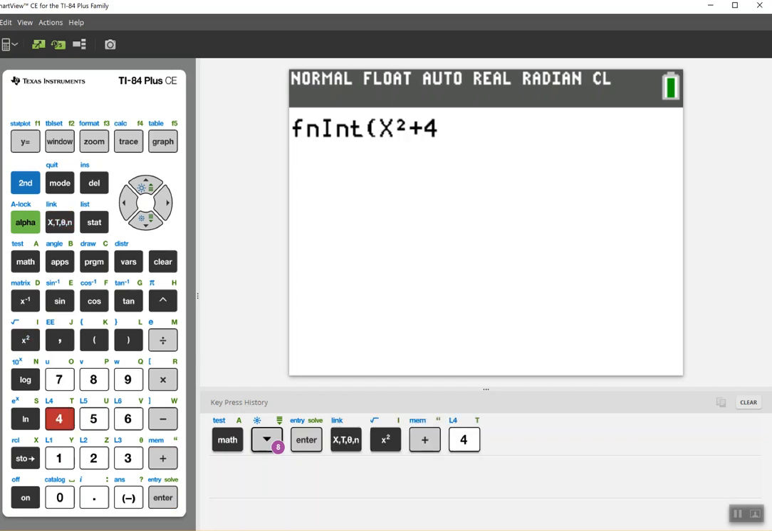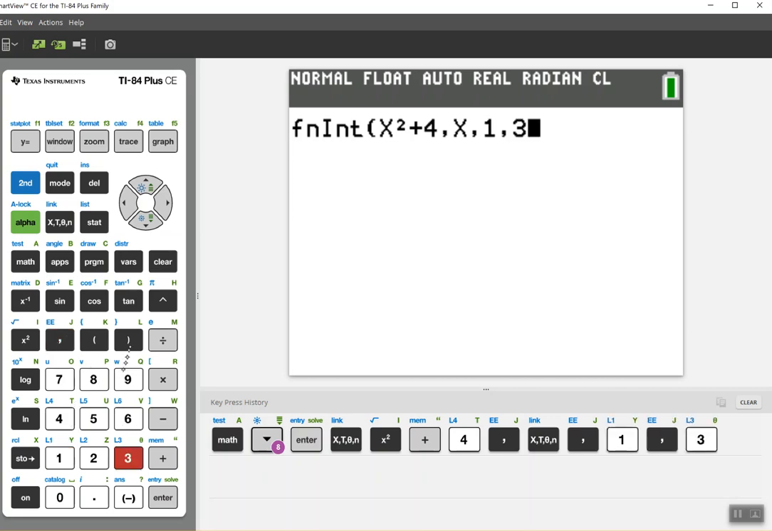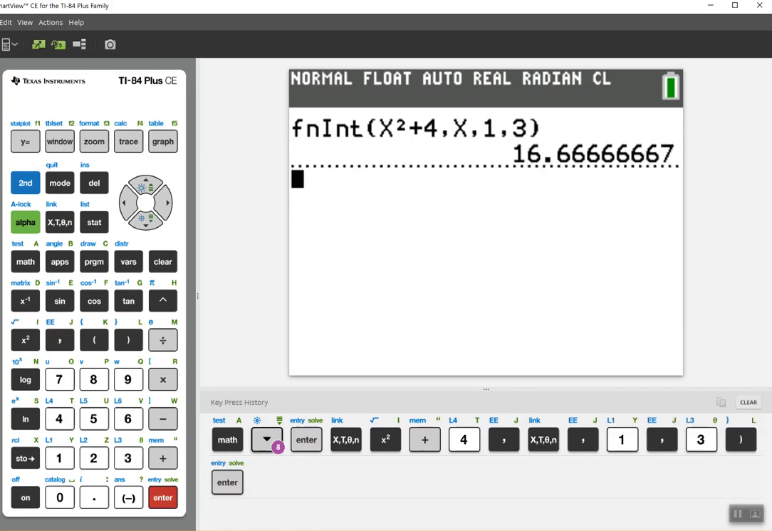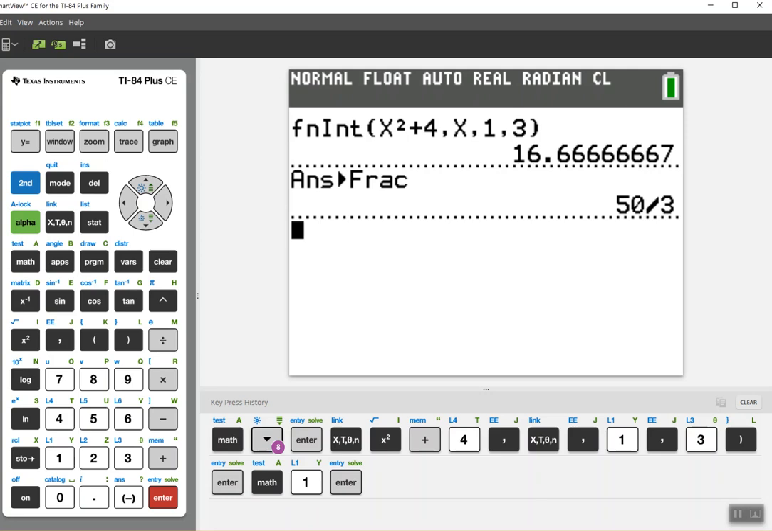Now I have to tell the calculator that my variable is x. It's kind of silly, but you have to do that. You have to put comma x because that's the variable I used at the front. Then I have to put the lower bound and then the upper bound. In this case, the lower bound is 1, the upper bound is 3. So when I do that and hit enter, it gives a bunch of decimals. I don't like decimals, so I'm going to click math 1 to turn it all into a nice looking fraction. And that's the 50/3 that I showed you on the paper.